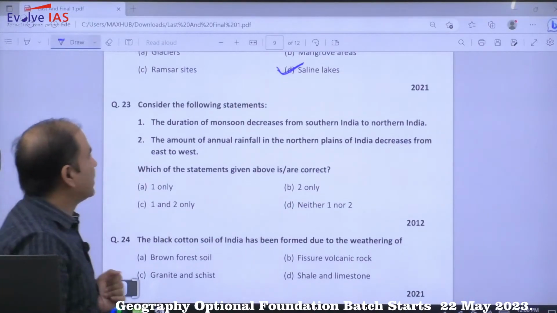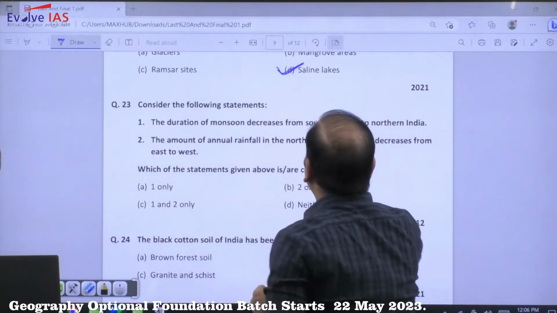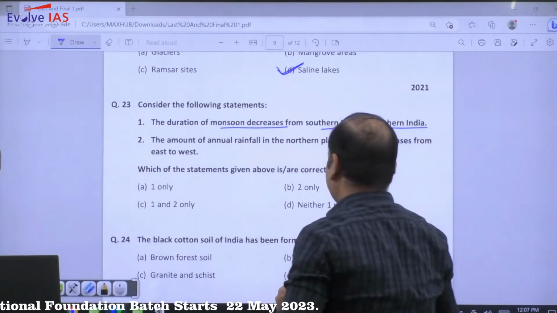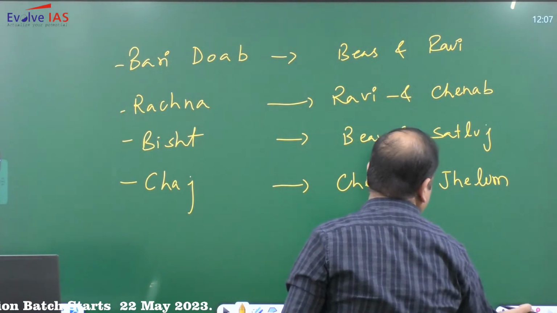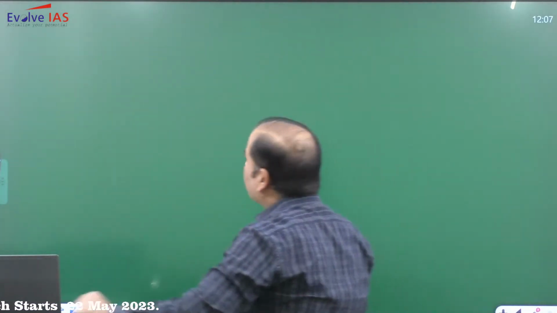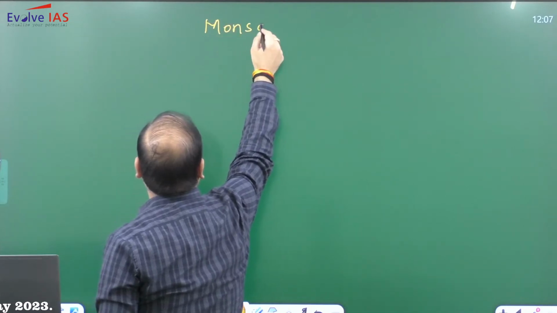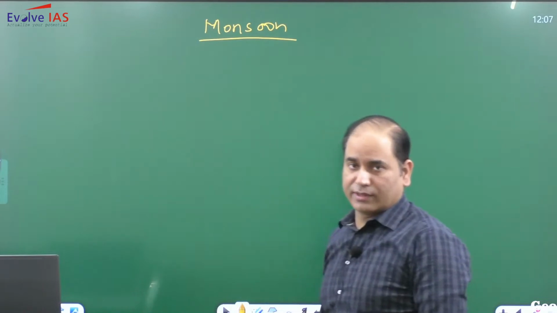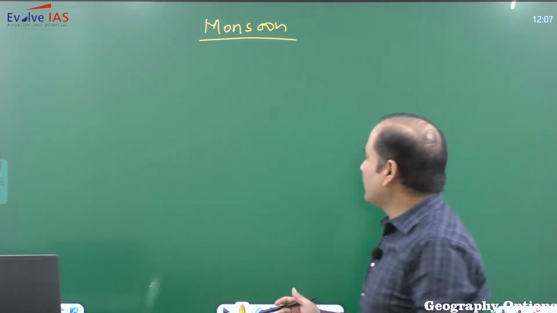Consider the following statement. The duration of monsoon decreases from southern India to northern India. This question is associated with the monsoon. As far as this monsoon is concerned, monsoon is nothing but simply the seasonal reversal. So in simplified form, monsoon is simply the seasonal reversal.